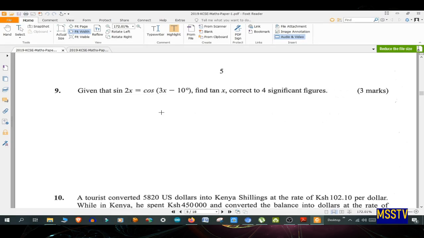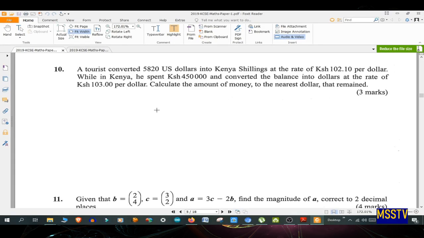Question 10. A tourist converted 5820 US dollars into Kenya shillings at the rate of 102.1 per dollar. While in Kenya he spent 50,000 and converted the balance into dollars at the rate of 103. Calculate the amount of money to the nearest dollar that remained. So again, this is commercial arithmetic 1, Form 1, right?